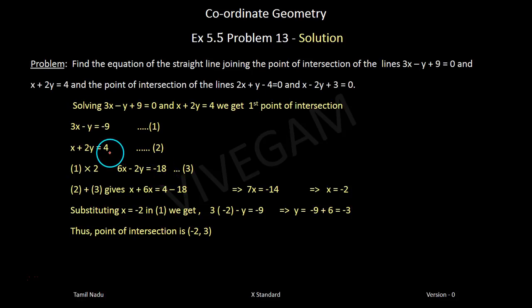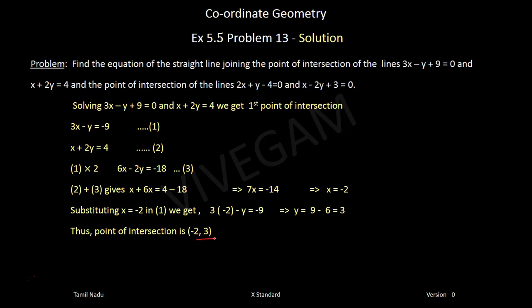Minus 18 and plus 4, right? So that will be 4 minus 18. Okay, so 7x will be equal to 4 minus 18, which is minus 14. So x will be equal to minus 2. So substituting x equal to minus 2 in equation 1, we get 3 into minus 2 minus y equal to minus 9. So that will be minus 6 minus y equal to minus 9. So when you bring y to this side it becomes positive y, and 9 you take to the other side. So y will be equal to 9 minus 6, that's equal to 3. So the point will be minus 2 and 3.